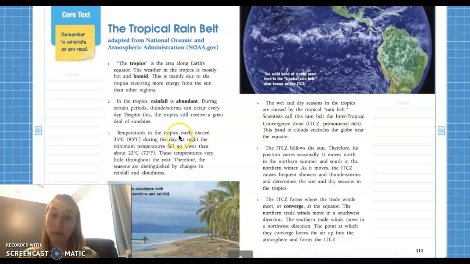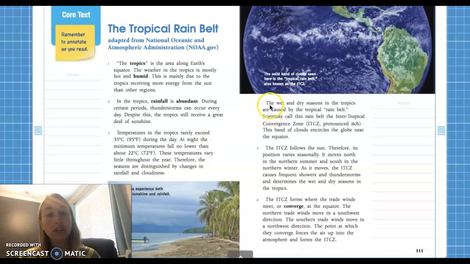Temperatures in the tropics rarely exceed 95 degrees during the day. At night, the minimum temperature falls no lower than about 72 degrees. So it doesn't get cold in the tropics. These temperatures vary little throughout the year. Therefore, the seasons are distinguished by changes in rainfall and cloudiness.